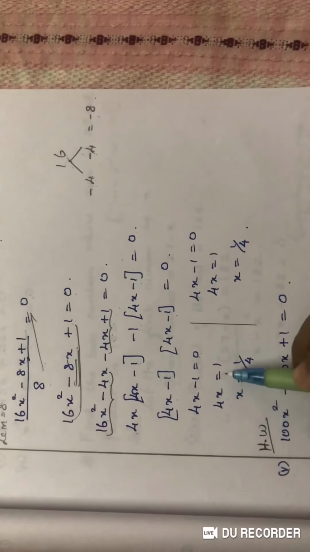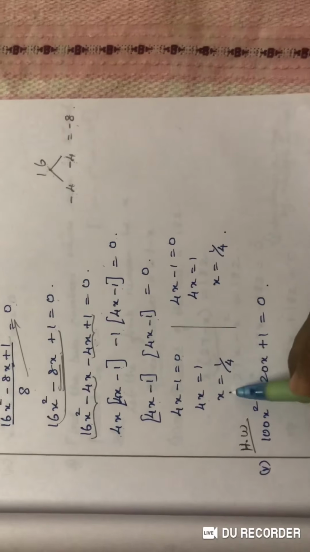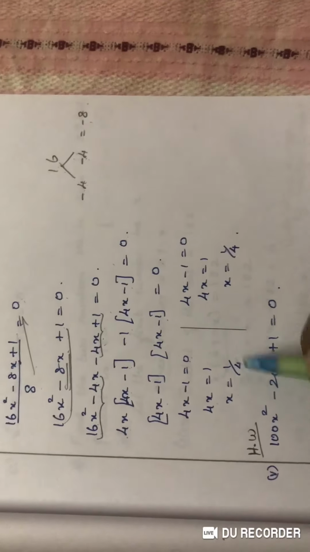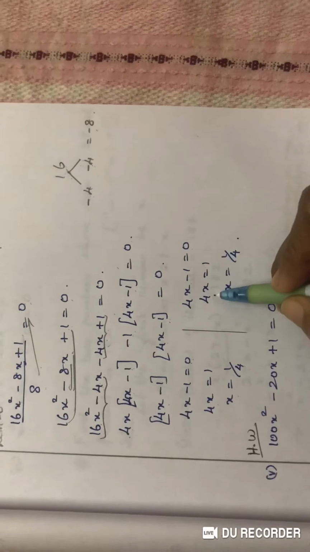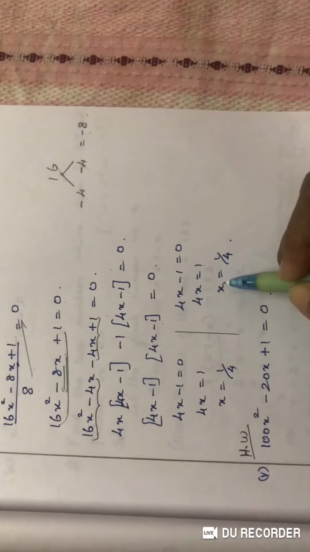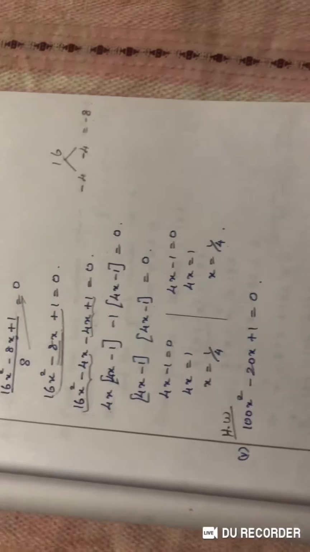4x minus 1 is equal to 0. So what I will get? 4x is equal to 1. x is equal to 1 by 4. Second term, 4x minus 1 is equal to 0. So 4x is equal to 1. x is equal to 1 by 4.